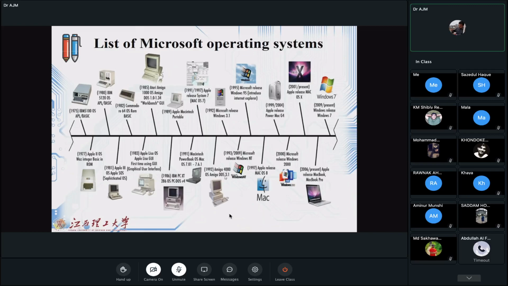But Amiga 4000, I worked with this, with DOS 3.1, I worked with, again, Windows 3.1, I worked, Windows 95, I worked, Windows NT, I worked, then 2000 Microsoft, I worked, and then XP will come here. You know, Windows XP was in the middle of these two years, and then Windows 7 came out.